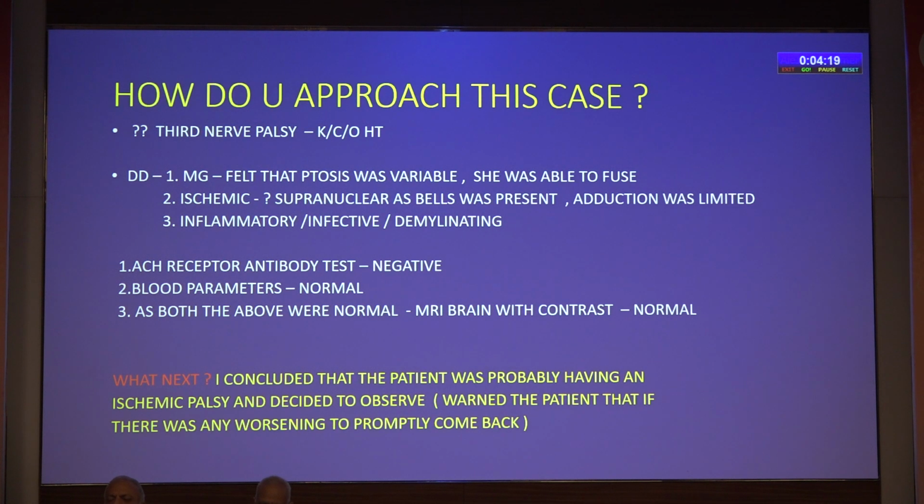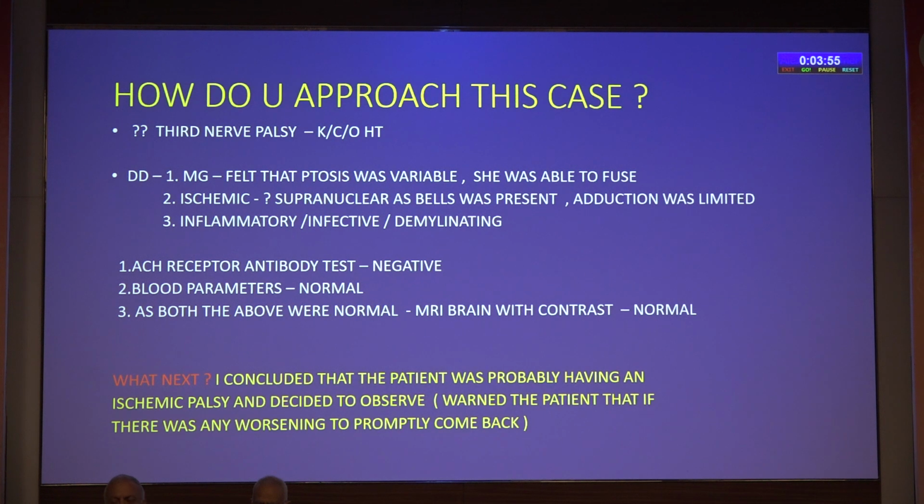But the adduction was limited, so how does that explain? Could this be something else? The first thing that we did was a receptor antibody test, which was negative. The blood parameters were all normal. And since both the above were normal, we decided to do an MRI brain with contrast, which was also normal. So what next? I concluded that probably the patient had an ischemic palsy and decided to observe. But like Dr.